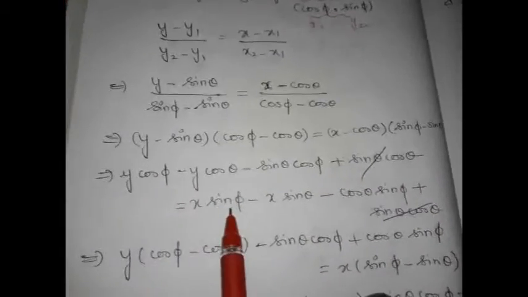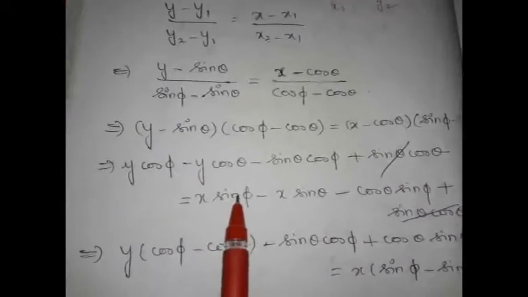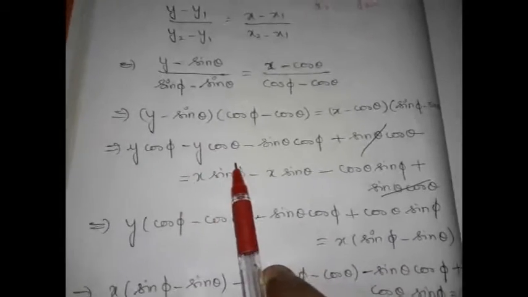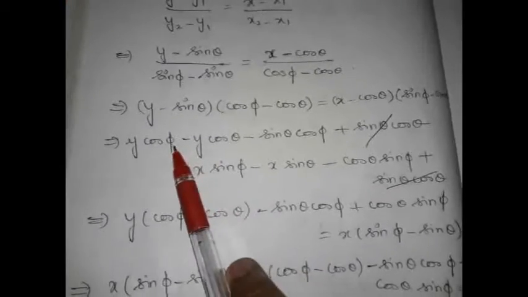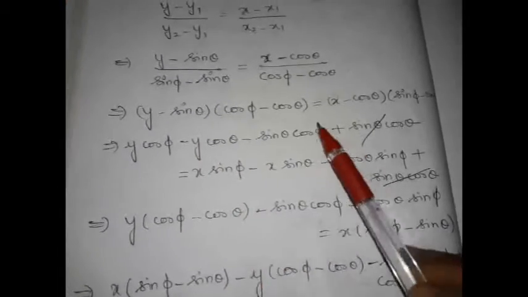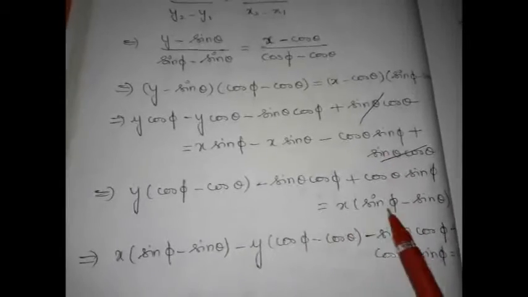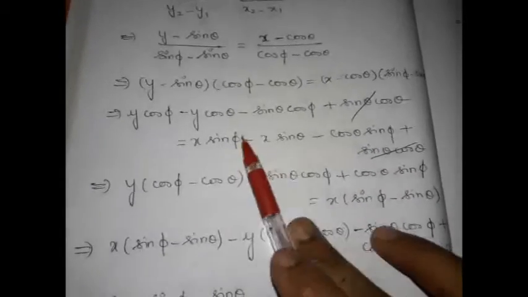Now we need to bring it into the form ax plus by plus c equals 0. Then only we can identify what our a, b and c are. So take y as common, then only we will get the coefficient of y. So it is going to be cos phi minus cos theta, minus sin theta cos phi. Then this term I brought to the other side, so it will become plus cos theta sin phi, which is equal to x into this. We have taken x common from these two terms.